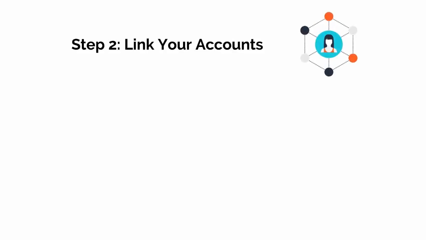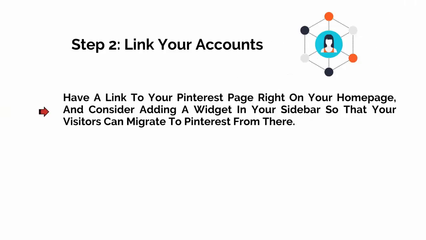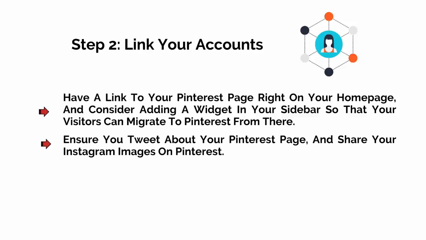Okay, step 2. Now you should do a little prep work to make sure your workflow is going to be as smooth as possible and to make it easy to add new content to your Pinterest boards and to share users between your accounts. Make sure you have a link to your Pinterest page right on your home page and consider adding a widget in your sidebar so that your visitors can migrate to Pinterest from there. Also, ensure that you tweet about your Pinterest page and that you share your Instagram images on Pinterest. You could also use IFTTT to set up some of these relationships, which will save you a lot of time.